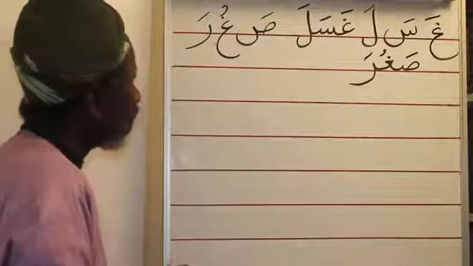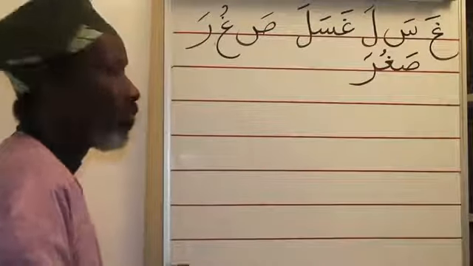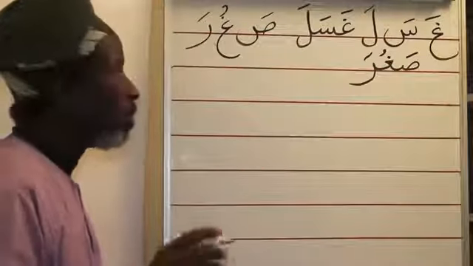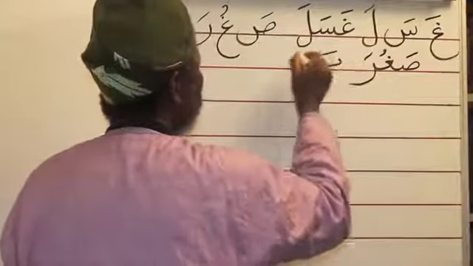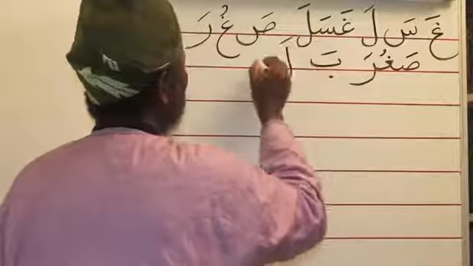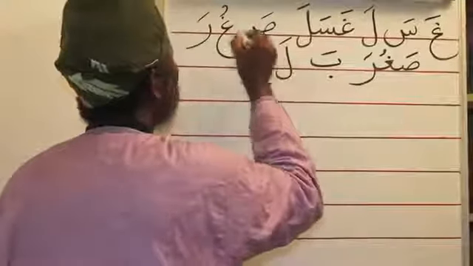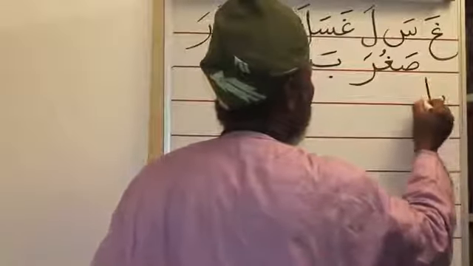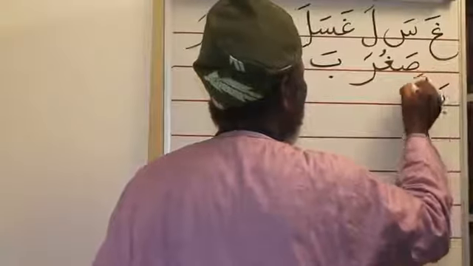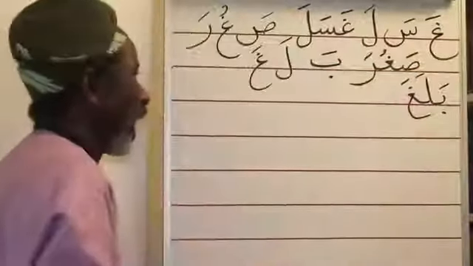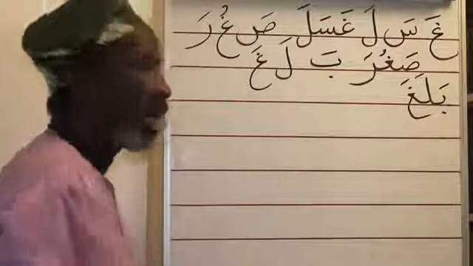Ghain in the end. Ba la ra. Balagha. Join. Ba la ra. Balagha. So we're done now.